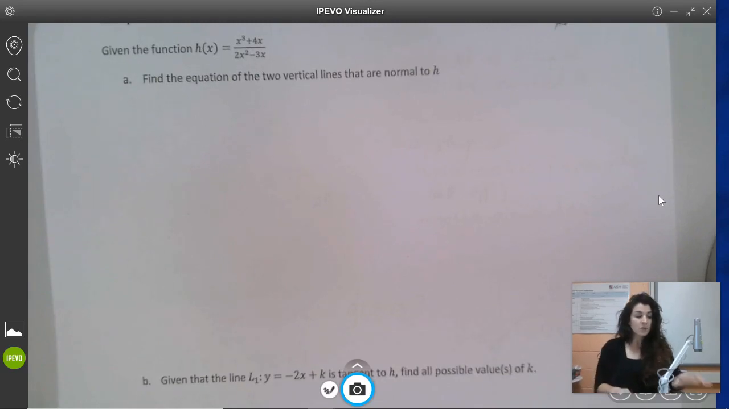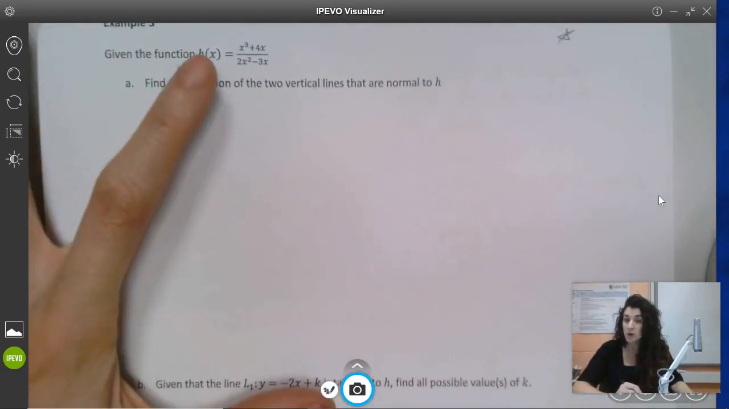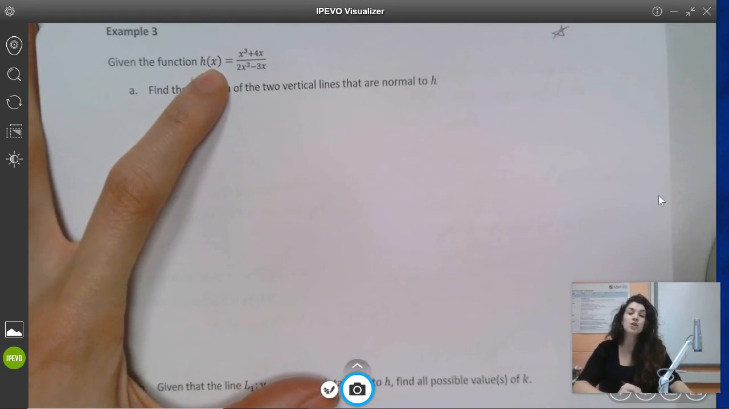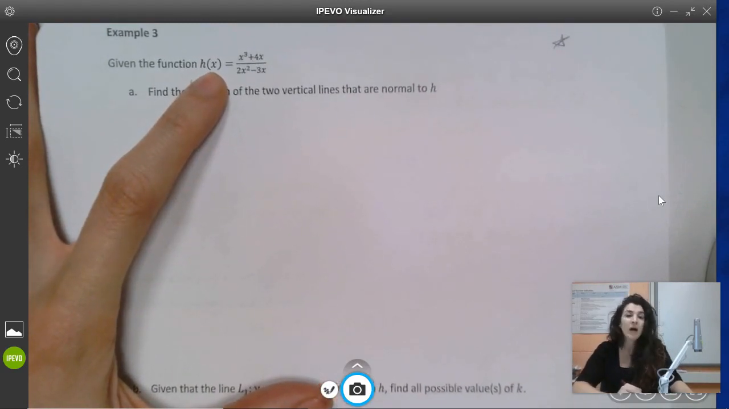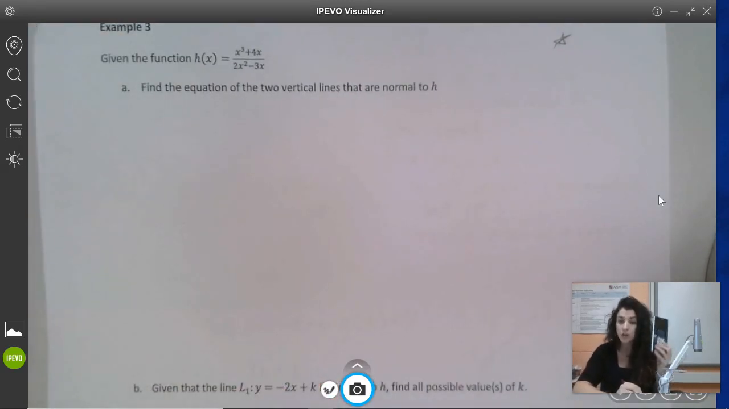Okay, so we have this equation. Do we know how to find the derivative of this equation? No, we do not. But we do know how to graph the derivative of this equation using our fancy calculator and derive, or the little derive button guy that's right over here.